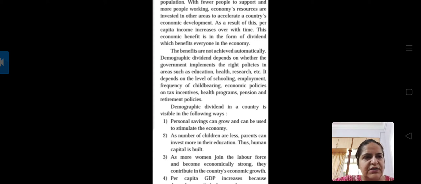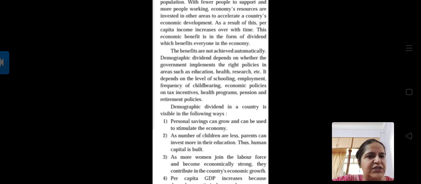Human capital is built. We are building a future generation which is vibrant, competitive, and ready to face the world. As more women join the labor force and become economically strong, they contribute to the country's economic growth. We are seeing women have taken over many areas and they are working in a lot of areas which we couldn't have even thought of. So women are also contributing as a labor force and they are also adding to the economy.